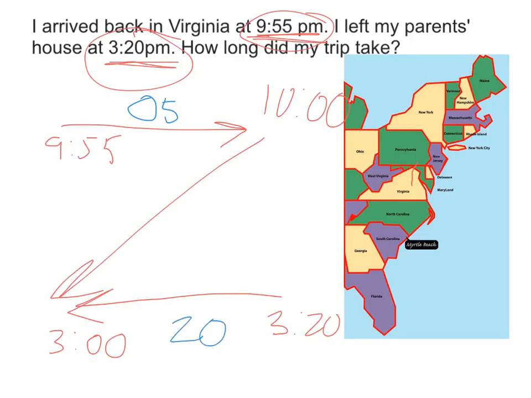And now I've got to count my hours. So 4 o'clock, 5 o'clock, 6 o'clock, 7 o'clock, 8 o'clock, 9 o'clock. So that's 5 hours. Now I add this all up. I've got 20 plus 5 is 25 minutes. Plus my 5 hours, so 5 hours, 25 minutes.